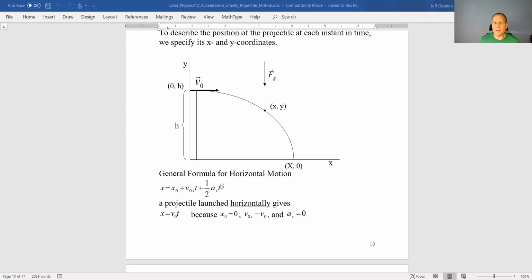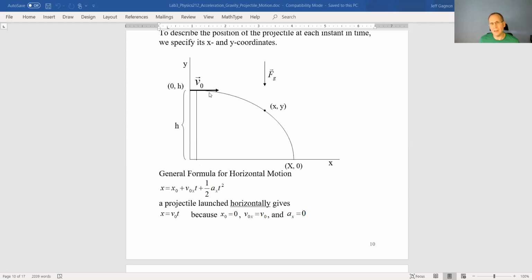But we can simplify this quite a bit in this case, right? We know that it's starting at 0. We're calling the initial position in the x 0. So this is like 0. We know that the initial velocity in the x is the entire launch velocity, which we're calling V naught, because remember, it's being launched at 0 degrees, right?